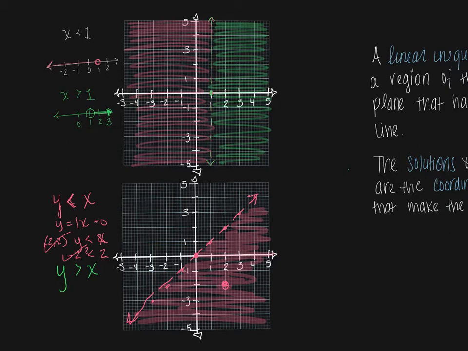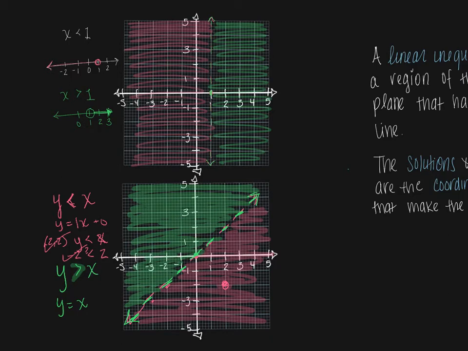Let's do the green area. Your line is going to be exactly the same. It's a slope of 1 and an intercept of 1. Remember that my first step is always to think of this as y equals x and plot the line. The next thing to do is to shade my line. Now, if it's y is greater than x, then I need to do everything above my line.